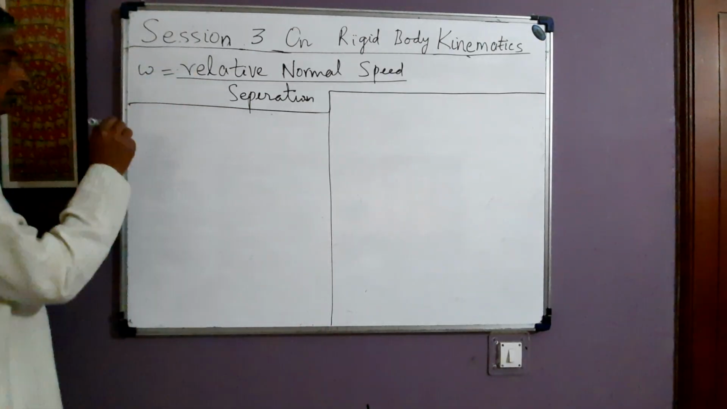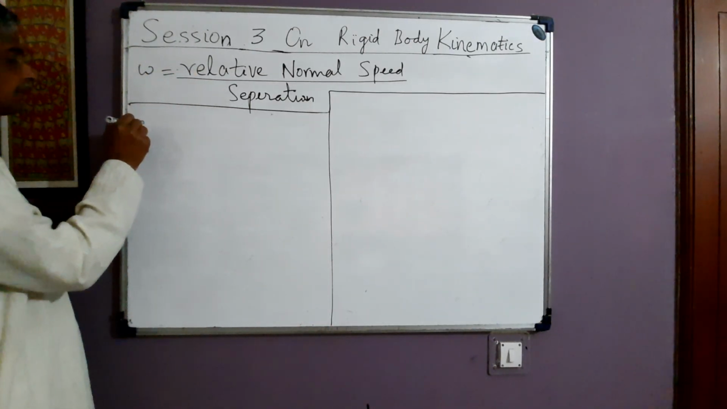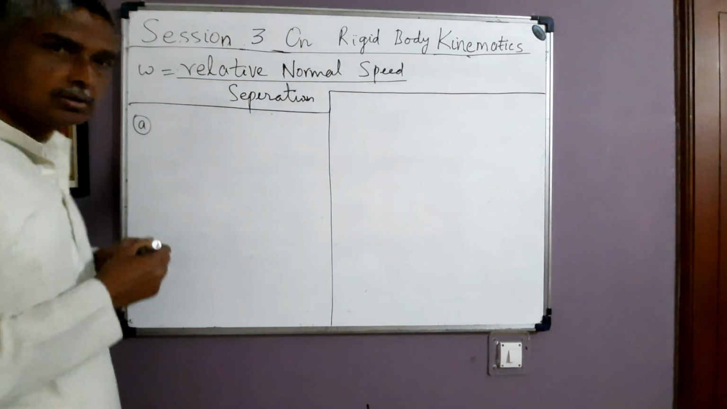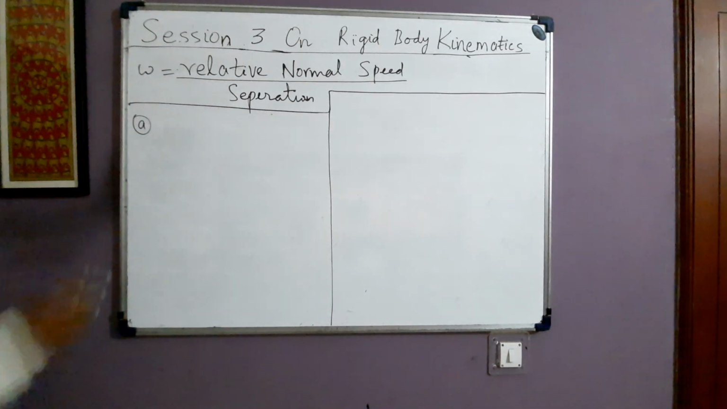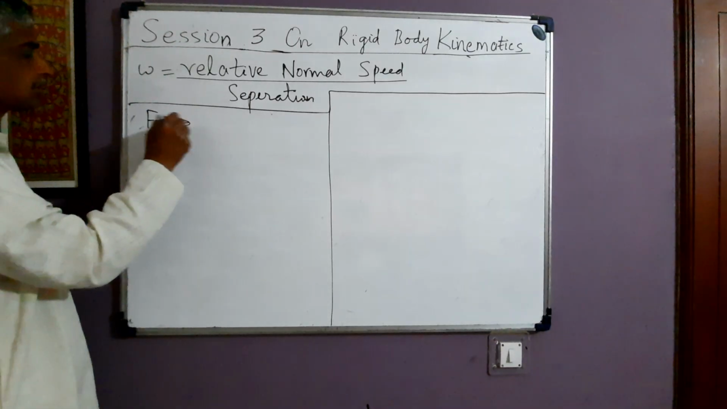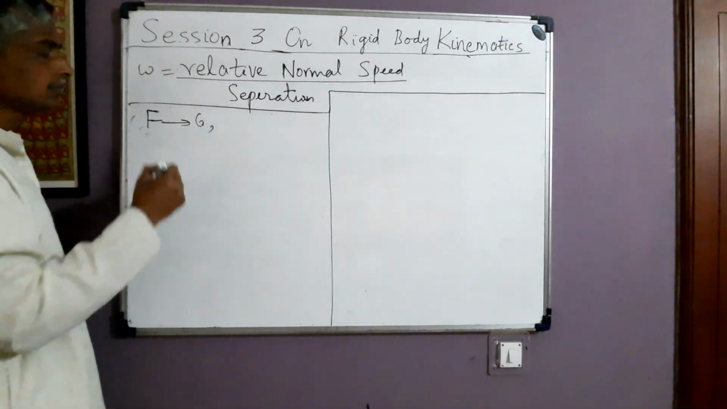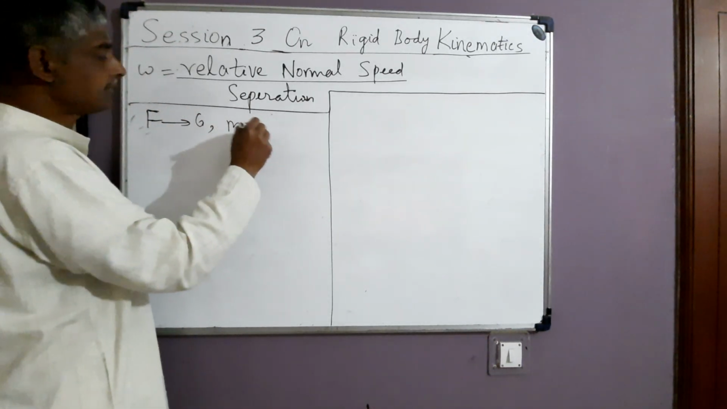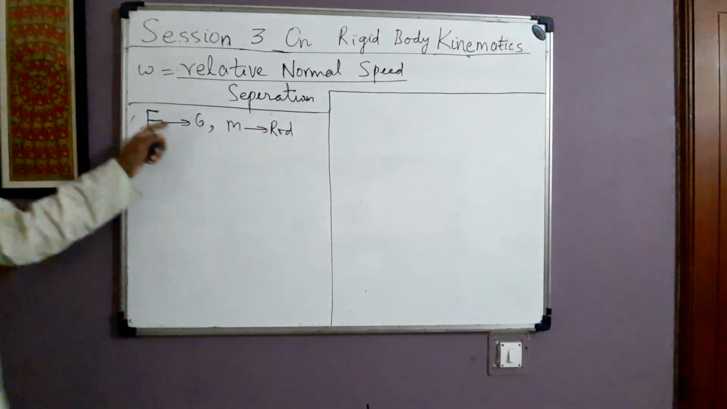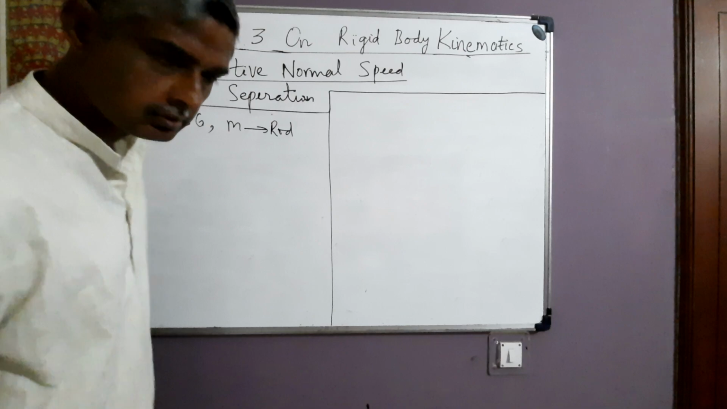The first question is this, part A. In all these questions, instead of the F frame, we have the ground frame, and instead of the M frame, we have the rod frame. Okay, this is common to all the 8 sub questions.